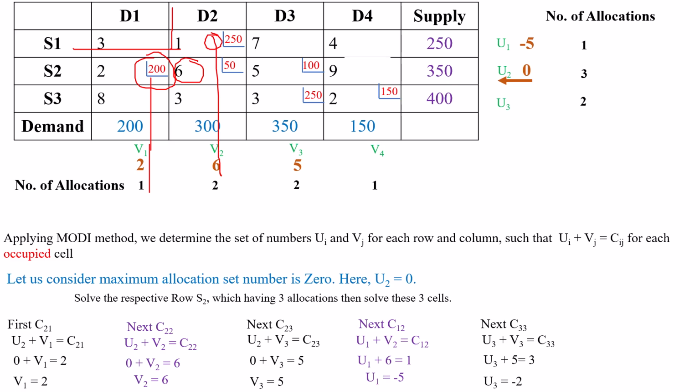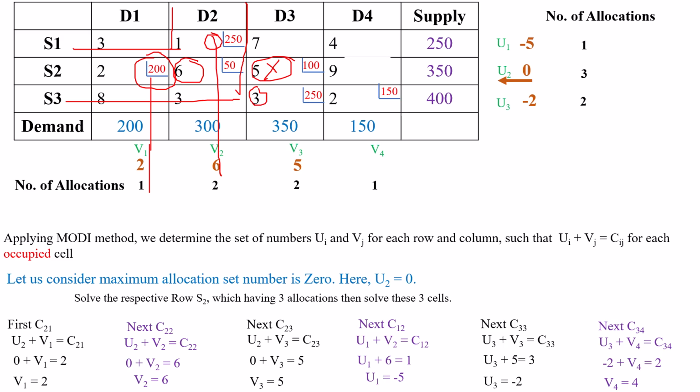So next we have to solve C33. We know the V3 value, then we have to move to the allocated cells in the third column. This one we already solved. The allocated cell is here, the S3 and D3 column, that is C33. C33 equal to 3, and the relation is U3 plus V3 equal to C33. So U3 plus V3, where V3 is 5 and C33 is 3, then U3 equals 3 minus 5, that is minus 2.